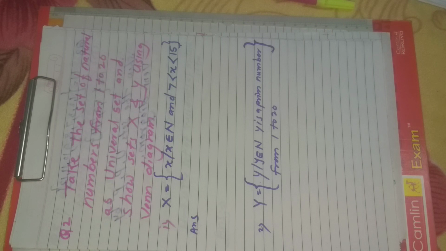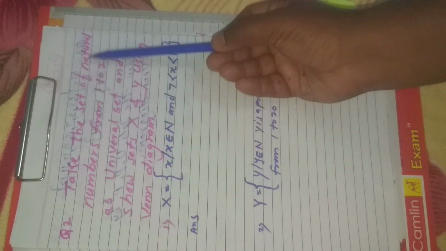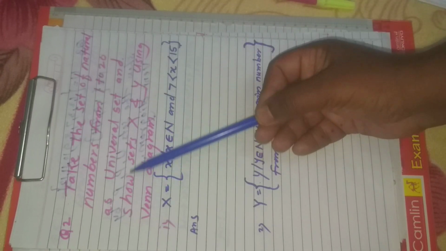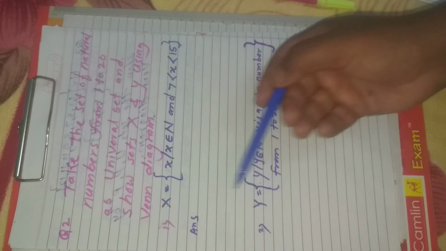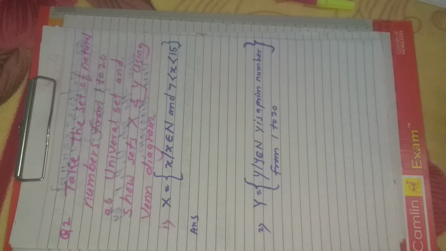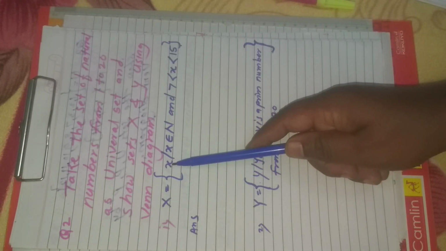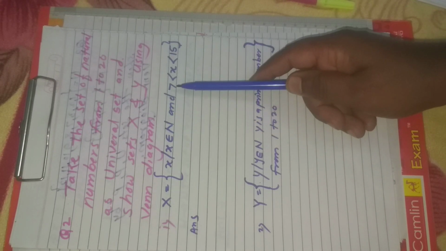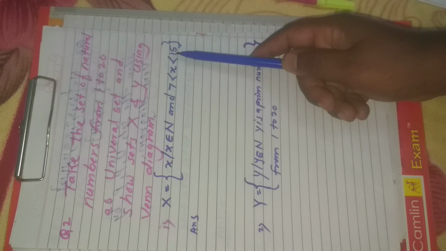Now dear students, next question number 2 is like this. Take the set of natural numbers from 1 to 20 as a universal set and show sets X and Y using Venn diagrams. Set X and Y are given here, already written. Set X is such that X belongs to natural numbers and 7 is smaller than X and X is smaller than 15.